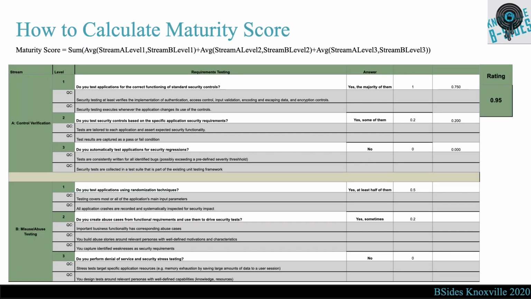So let's look at the example of the spreadsheet or the worksheet that we have built for version 2.0. As you can see, in the previous version, we just had the question. For example, if this was an assessment for 1.5, it would have been the question, do you test applications for correct functioning of standard security controls? Now, in version 2.0, the quality criteria are clubbed together with the question. So if you say no for any of this quality criteria, or if you do not meet any of the quality criteria, the answer for the question should simply be no. You cannot have yes if you do not meet the quality criteria. That is how we added the second dimension of measurement in this particular assessment.